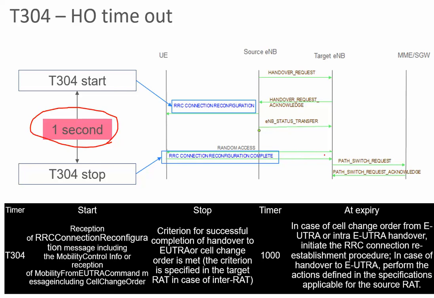and tries to synchronize with the target cell. If we do not synchronize within the 1 second, and RRC connection reconfiguration complete is not sent within 1 second, then the UE tries to re-establish. The UE thinks that it can't attach to the target cell, so it tries re-establishment and sends a re-establishment request after stopping the T304 timer. So this timer is used for the handover.